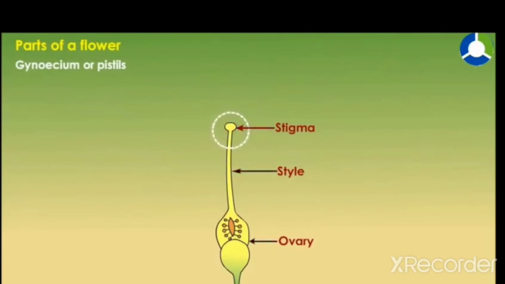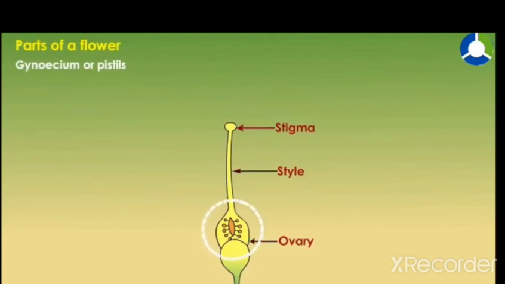Stigma is meant for receiving pollen grains during the pollination process. The style is the thread-like structure which connects the stigma with the ovary. It is meant for raising the level of the stigma.